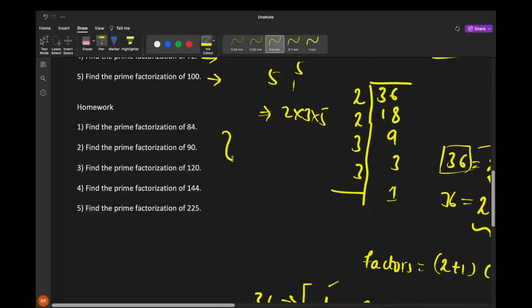And these are some homework questions. Please try to solve on your own and let me know the prime factorization and also the number of factors for each number.